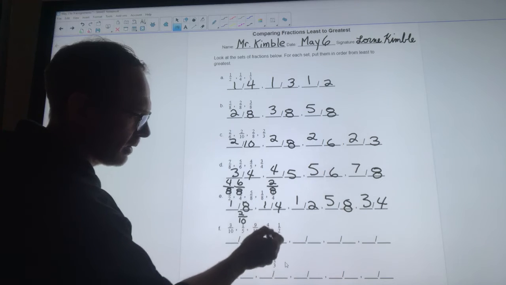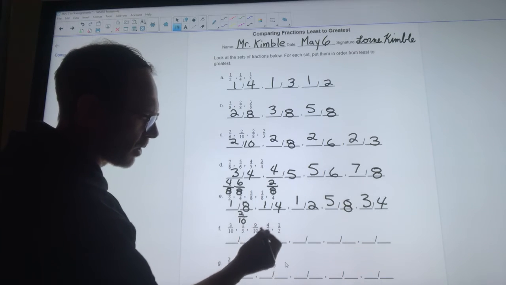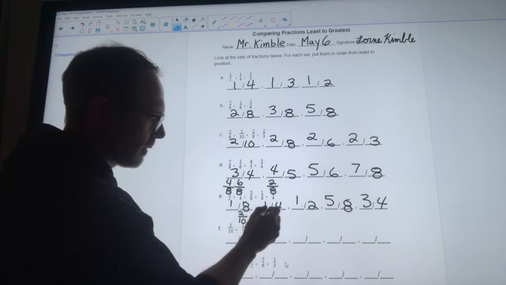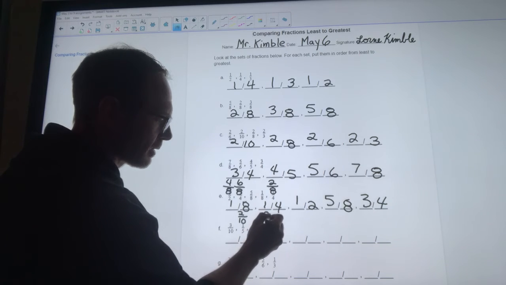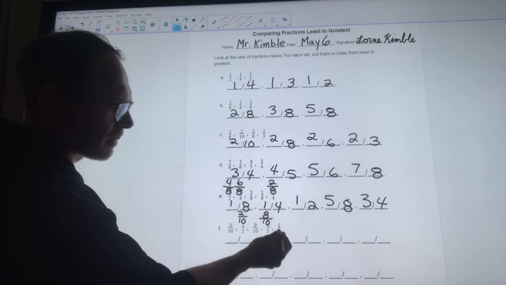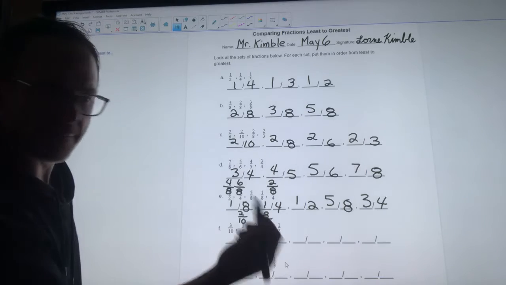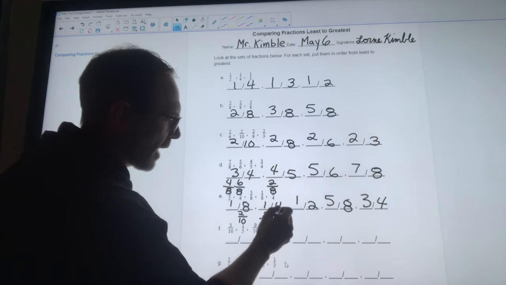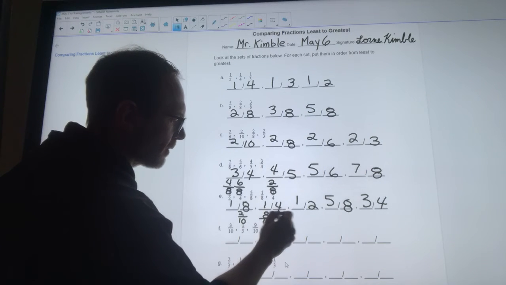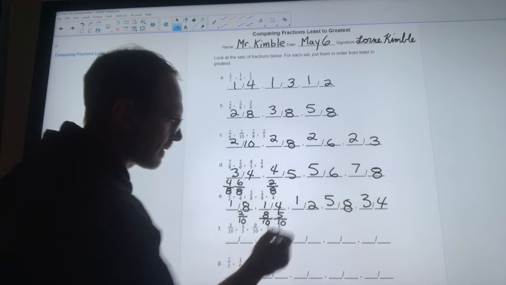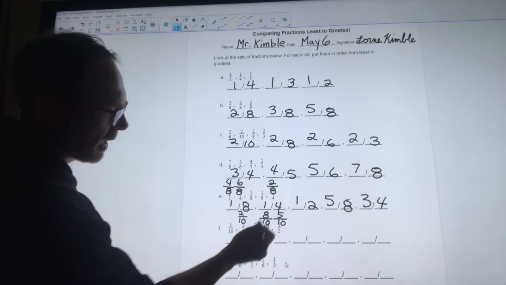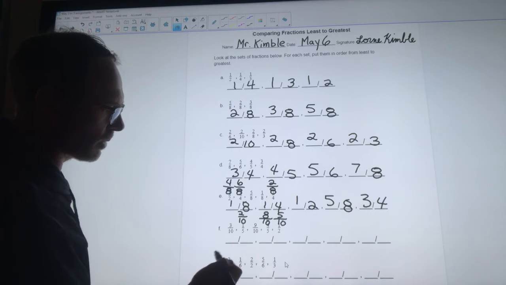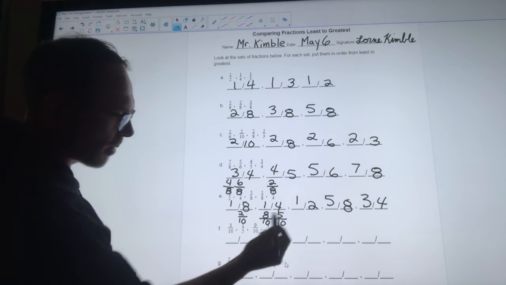We have 9/10 here. Once again, this is fifths, so we're going to have to multiply the top and bottom both by 2. This would be 8/10. And for 1/2, to make it tenths, you're going to have to multiply by 5. So 1 times 5 is 5, and 2 times 5 is 10. Now my numbers all have tenths in the denominator.